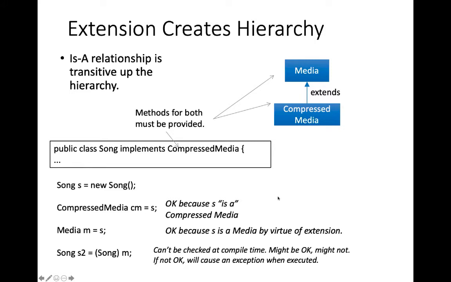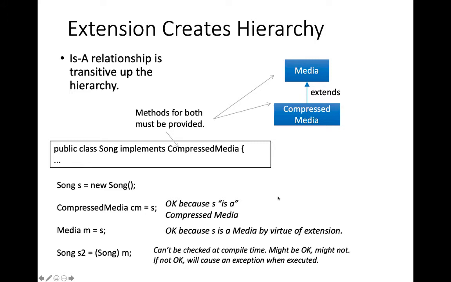So the compiler can't complain about it in advance because I put the cast in front of it, and so I'm saying I know what I'm doing, right? I know that whatever M points to is not just a media object, but really is a song, and I want to force it to become a song again. And the compiler will trust me. It will take a look at this code and allow me to write it, because I have expressed that it is okay.